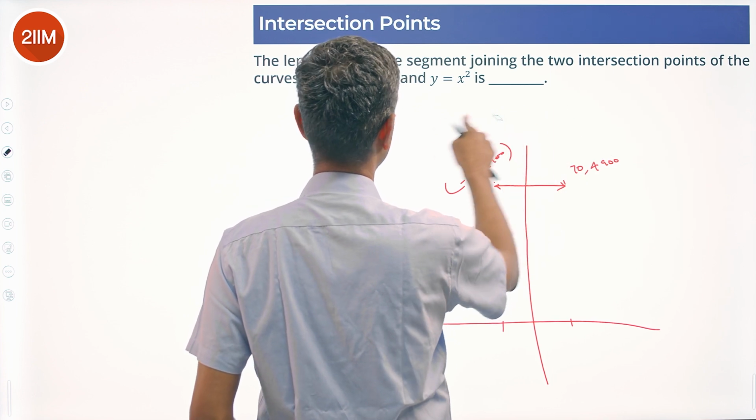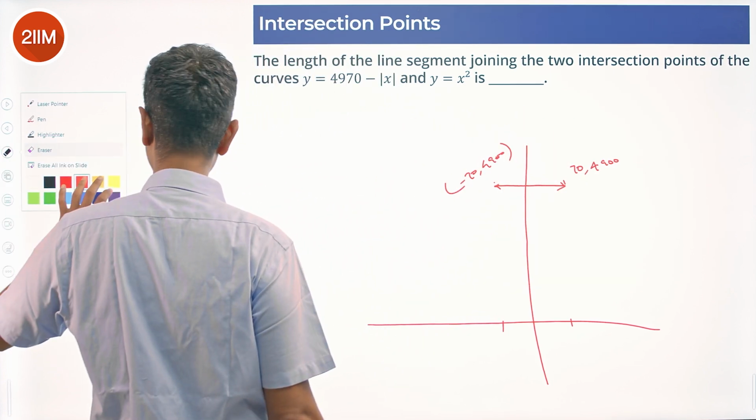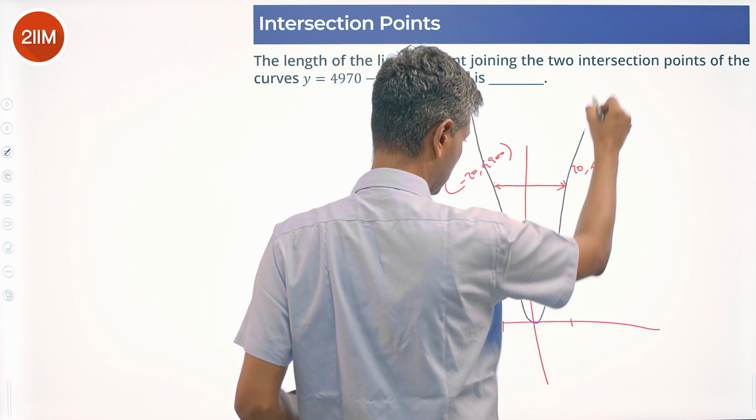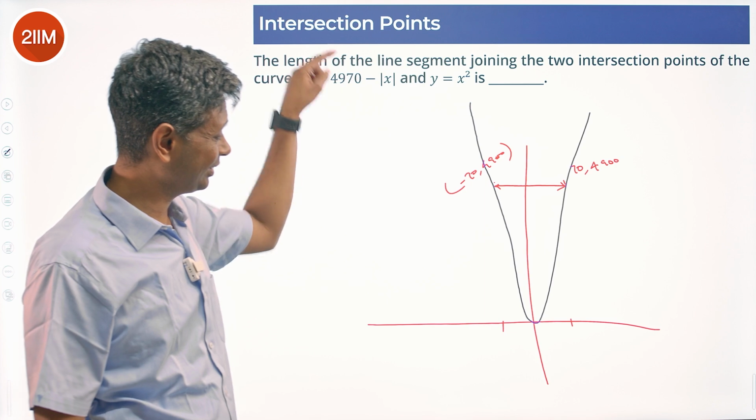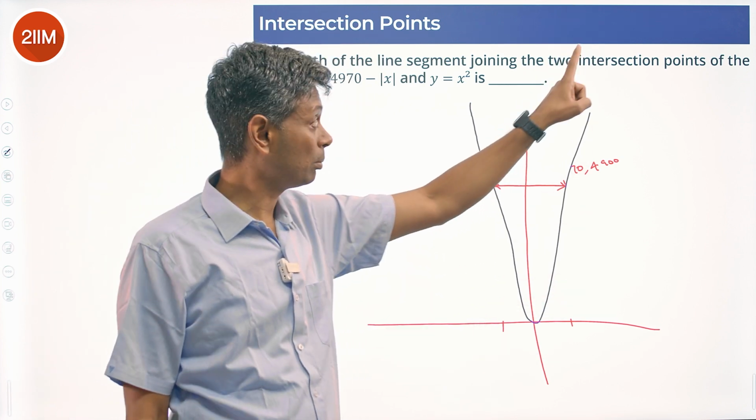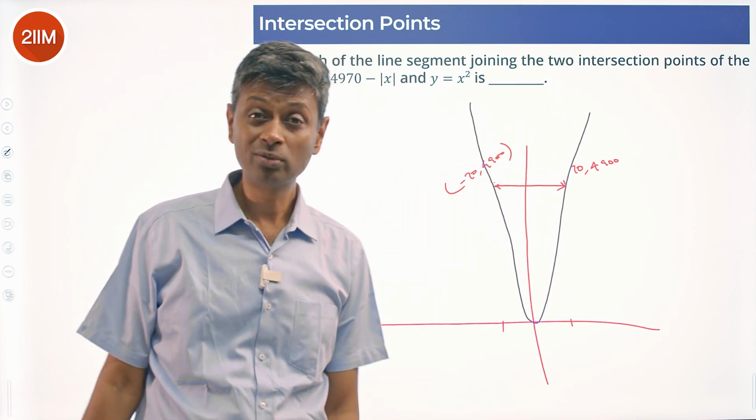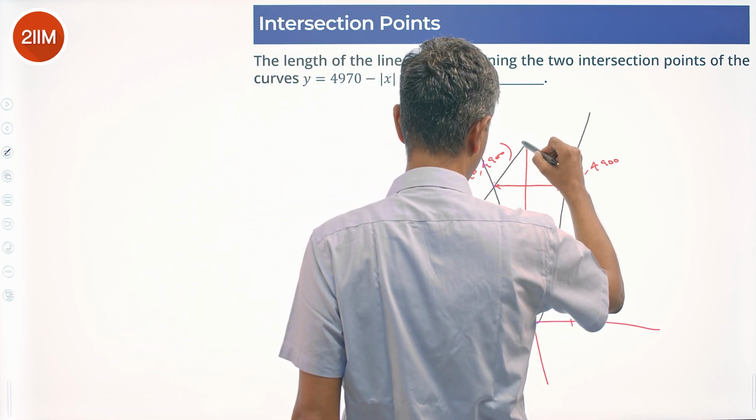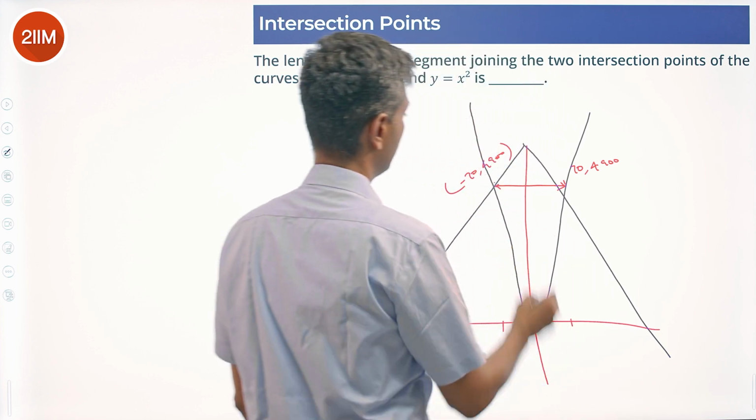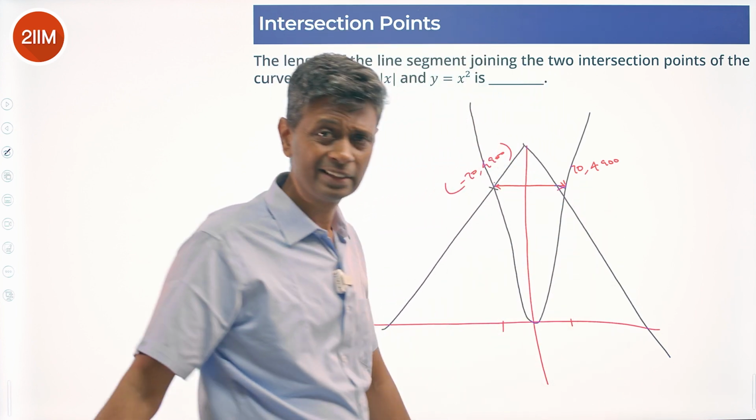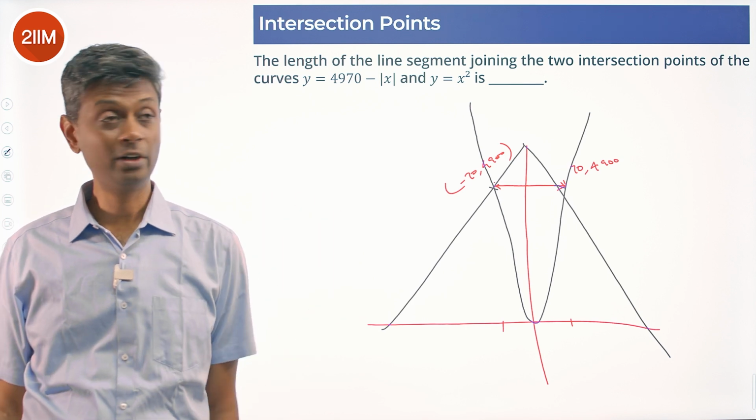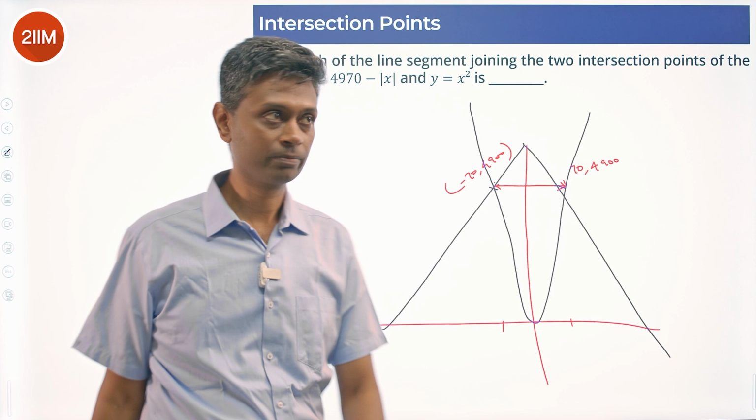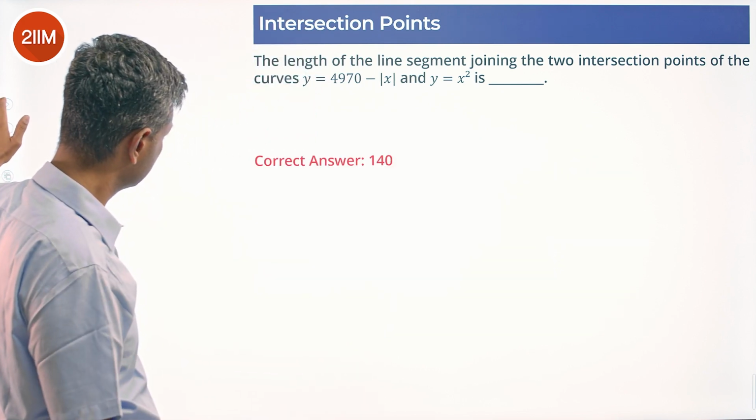Let's imagine this curve. y equal to x square will be a curve like this. y equal to |x| is like this. y equal to minus |x| is like this. 4970 minus |x| should be a curve like this. This will be the point of intersection. We don't need to draw the graph, obviously not required, but find the points of intersection. The distance between those two is 140.